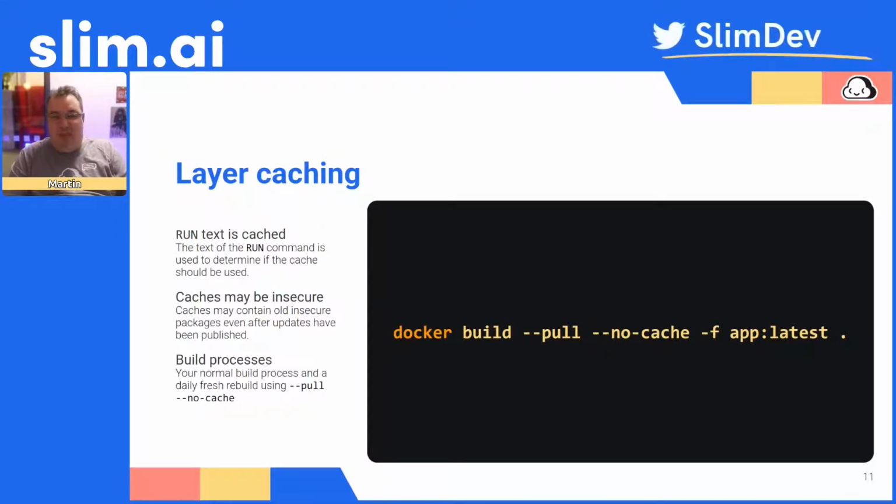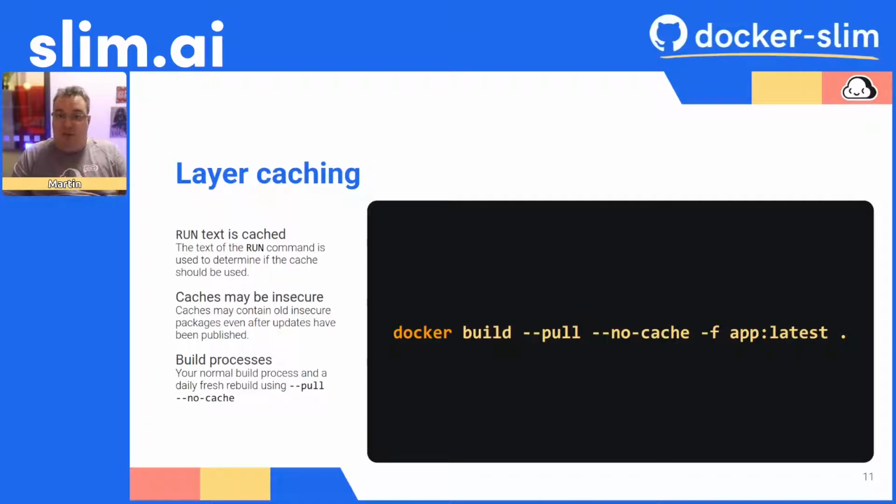So let's talk about layer caching. Docker builds can be slow, so we use layer caching to reuse build steps from prior builds to speed up the current one. While this does improve build performance, there's a potential downside where the caching can lead to insecure images.